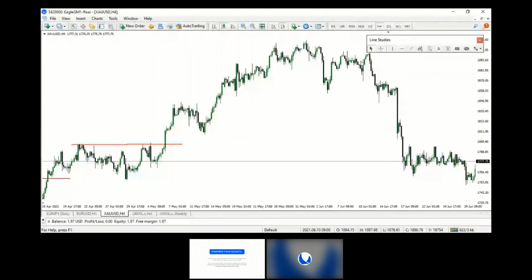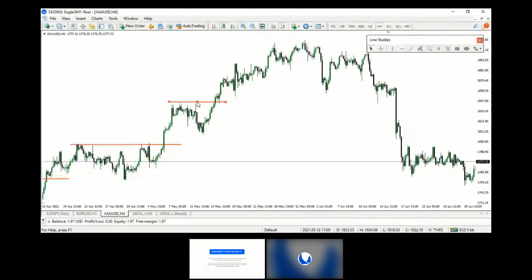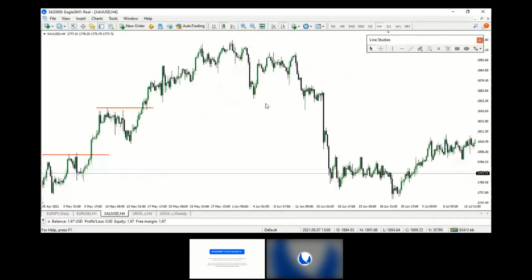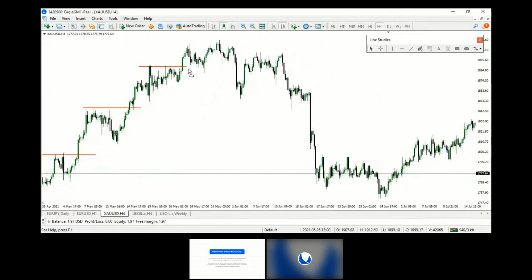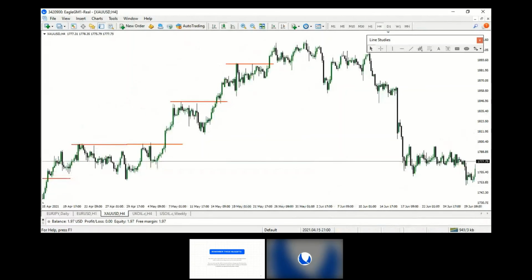Like every single time. You can see right here, every single time it happens, it occurs. So basically, it's nothing to worry about. It's very, very simple and easy to implement on a real-time chart.